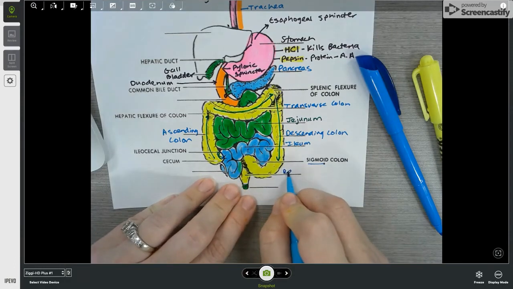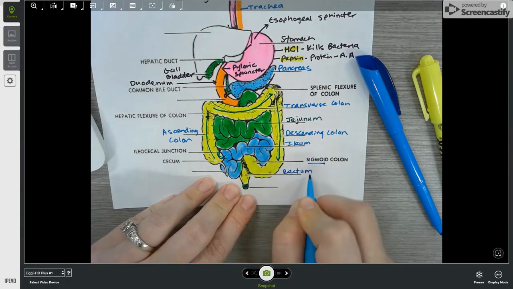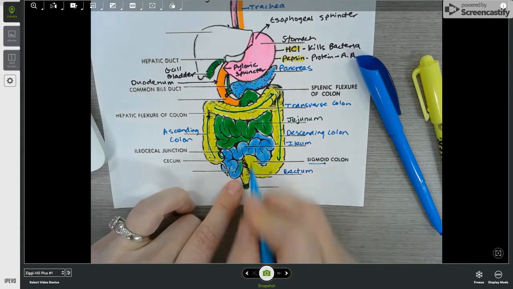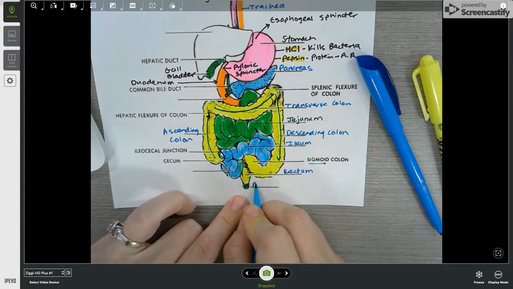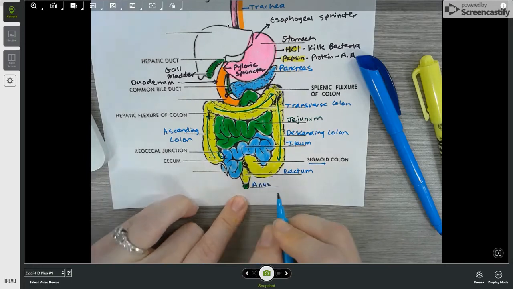Then you have feces storage, which has nerves attached to it that send full signals to your brain so you know when to use the restroom. And this is a sphincter called the anus.